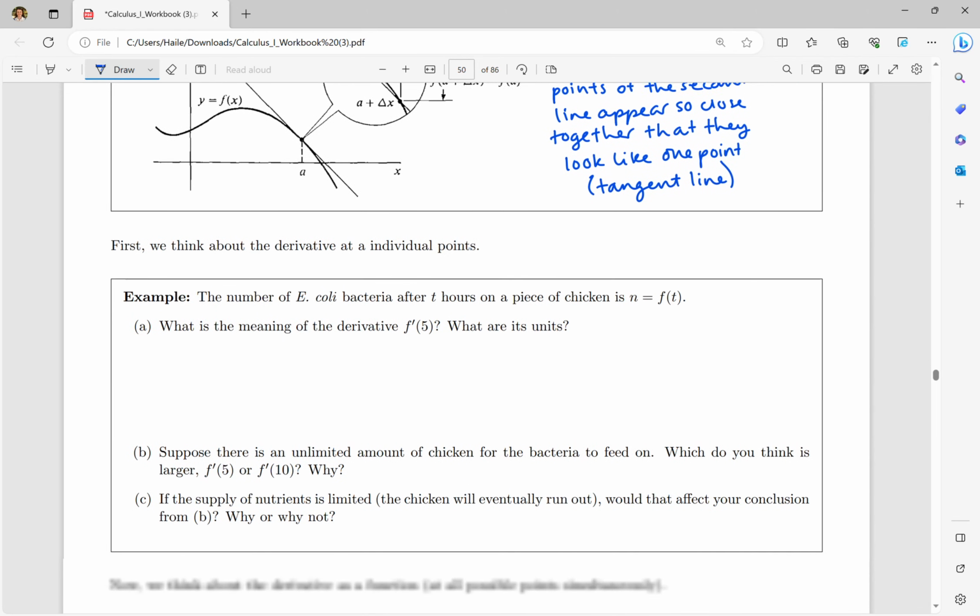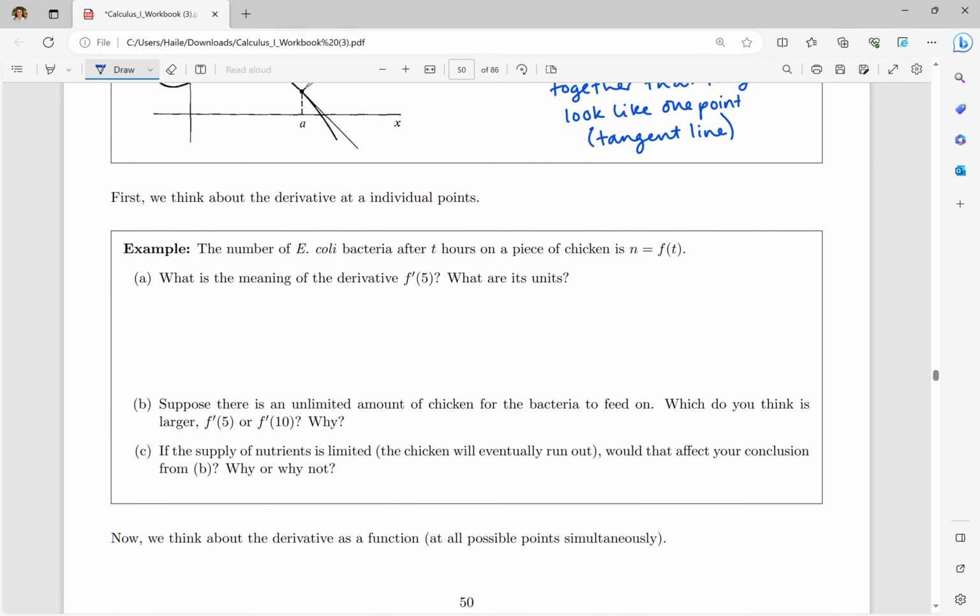Okay, so first, let's think about the derivative at individual points. So remember, the derivative is a rate of change. And that's an important concept. So for example, let's say the number of E. coli bacteria after T hours on a piece of chicken is N equals F of T. What is the meaning of the derivative F prime of 5 and what are its units? Okay, so if F is the number, then F prime must be the rate of change of the number.